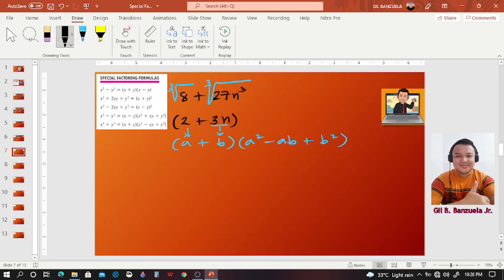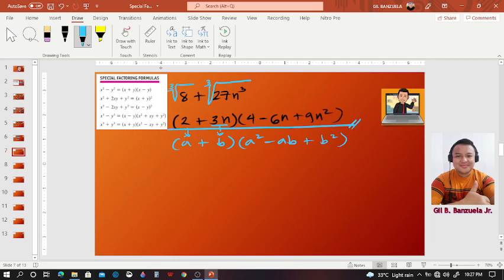So yun na lang yung kailangan natin, guys. So let's do that. So A squared, and your A is 2. So 2 squared is equal to 4, then minus the product between A and B. So 2 times 3, that would be 6. Then we simply copy n. Then finally, the square of B. So the square of 3 is 9, and the square of n is, of course, n squared. So therefore, our final answer is this.